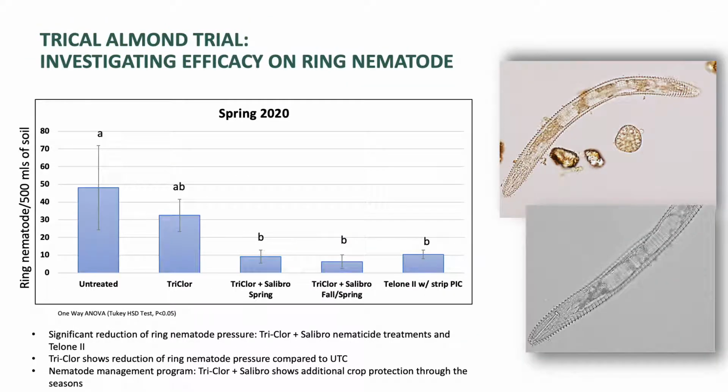In this graph, we are investigating the efficacy on ring nematode. Ring nematodes, which are more common in sandy soils, can cause severe stunting in almond trees and can predispose the tree to bacterial canker. As you can see in the graph, examining the 4 treatments compared to the untreated, there is significant reduction of ring nematode pressure among the fumigant treatment, Telone 2, and the nematode management program of TRICLOR followed by Celebro. TRICLOR alone does show reduction of ring nematode pressure compared to the UTC. Overall, the nematode management program does provide additional crop protection through the seasons.